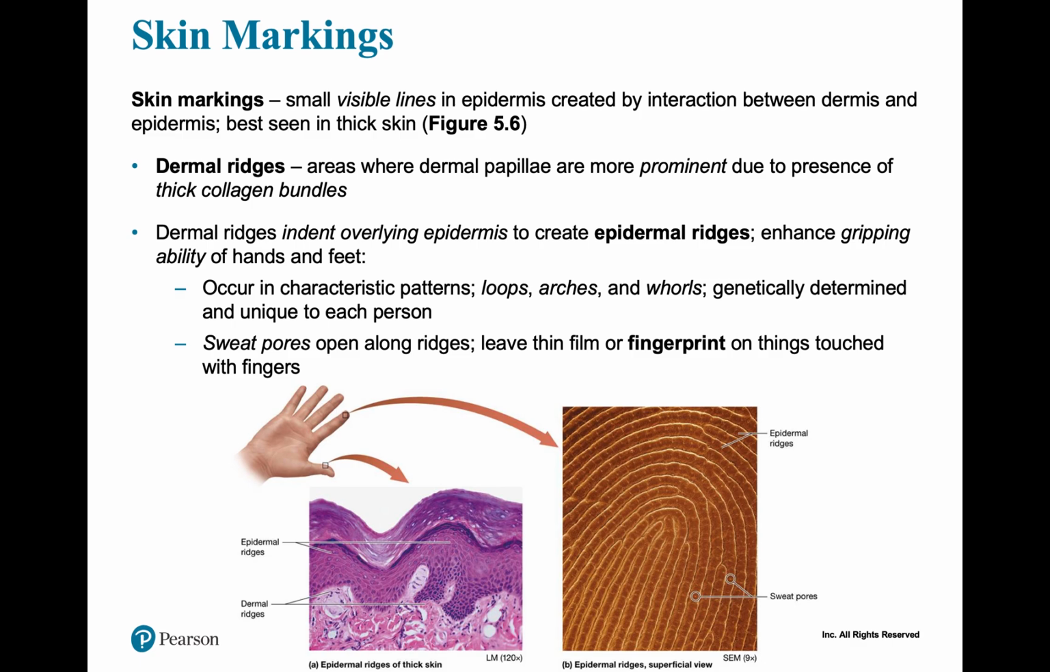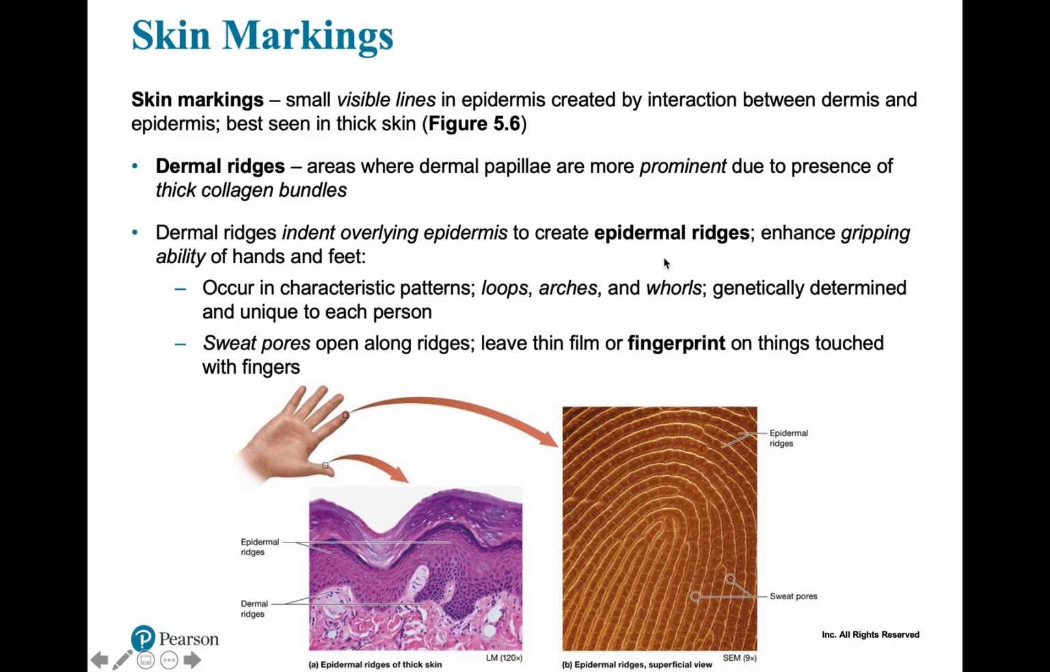Okay, structure, function, relationships. Now, as far as the skin markings, we're not going to spend a lot of time on this. This is more FYI. I may have very simple questions on this portion of the chapter. Those dermal papillae that project up into the epidermis of the skin cause the epidermis to be invaginated and folded. These are called dermal ridges, and they cause the overlying epidermis to indent as well. And we call those indentions of the epidermis epidermal ridges.